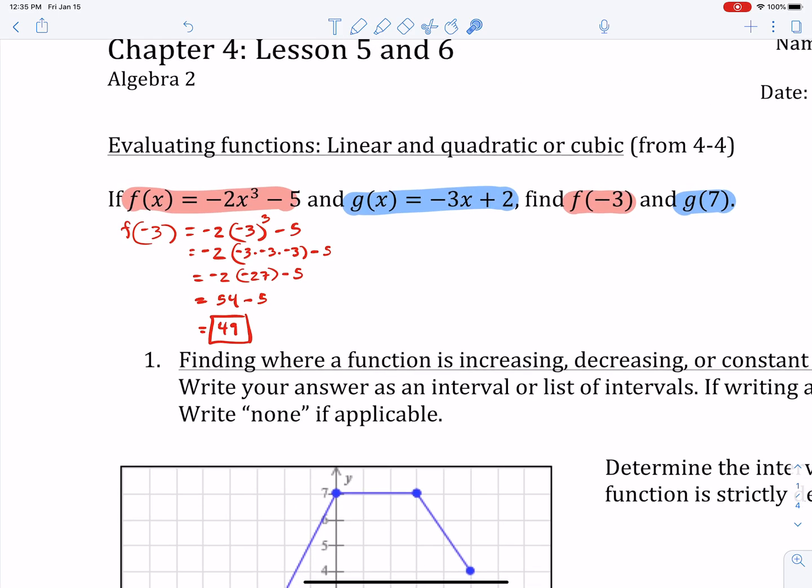Go ahead and do the function of g of x equals negative 3x plus 2. You're going to utilize everything in blue there to help you solve. If you notice, this is not cubed. This is just x to the first power. In other words, you're just going to replace that x value with 7.